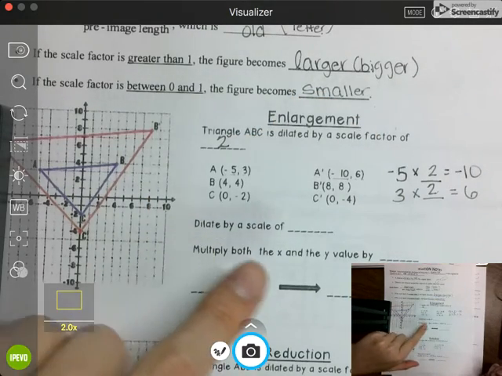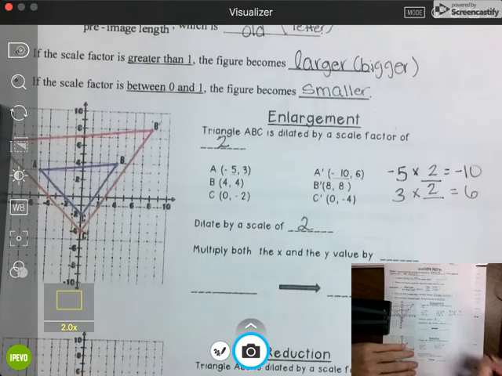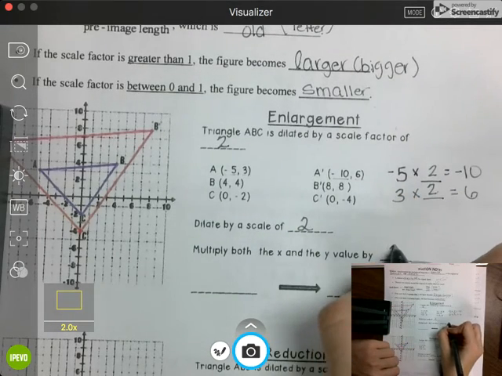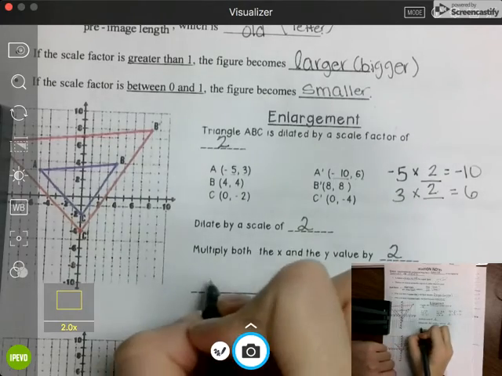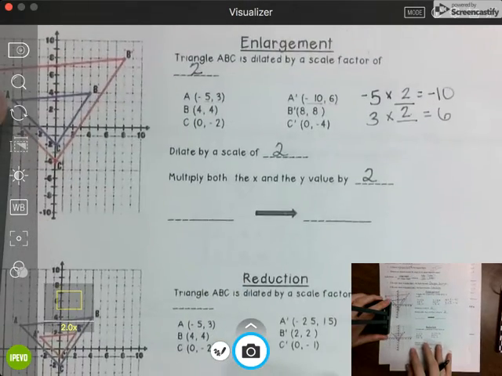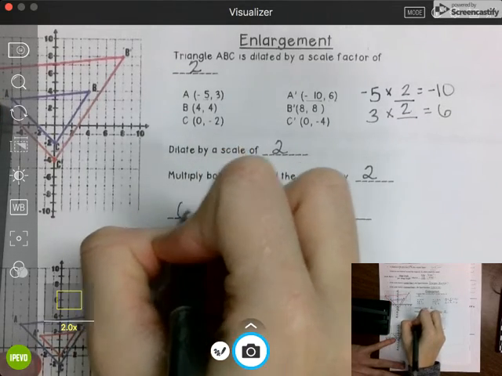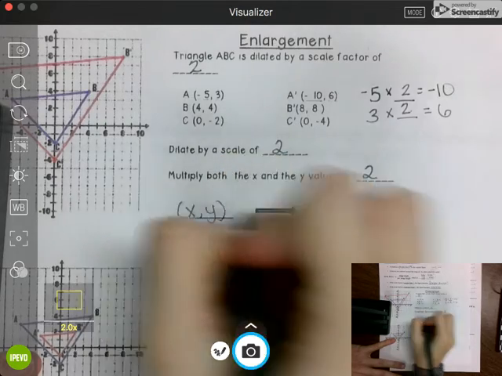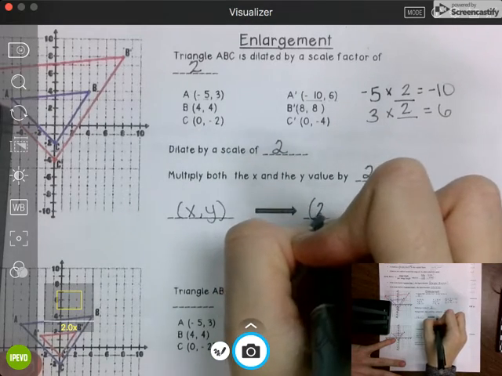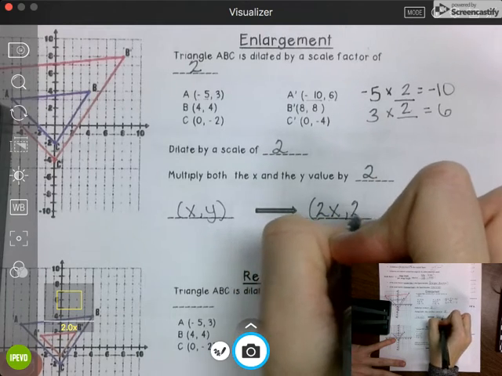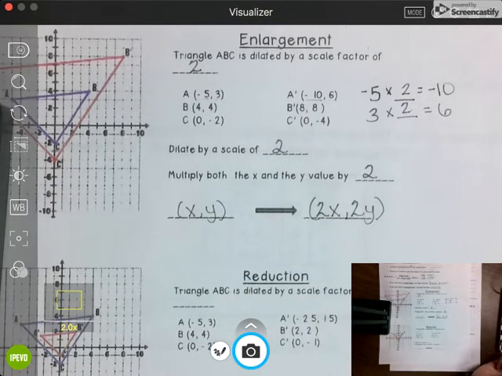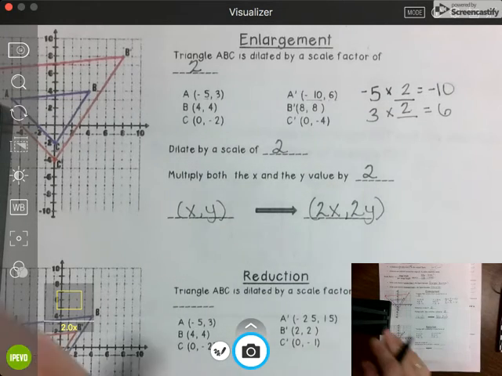So it's dilated by a scale factor of 2. That means you multiplied both numbers by 2. And then this down here is just kind of the notation, kind of like how we've looked at the translation notation and stuff like that. So this is just x comma y, that's what you're starting with. And then you're multiplying the x by 2 and the y by 2. If you notice in A to A prime, B to B prime, C to C prime, they're all multiplied by 2. Okay?